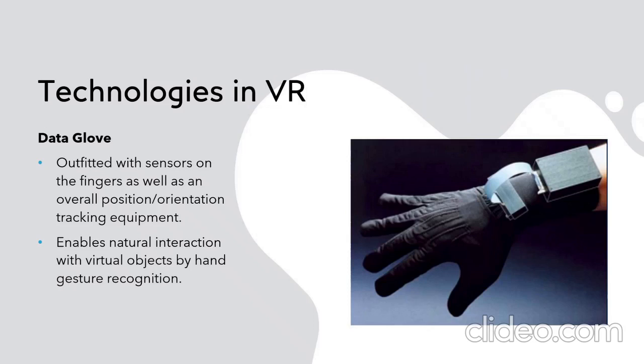Sensors in this glove detect the hand and finger movements, allowing users to interact and manipulate virtual objects through hand gestures. Data gloves are used for applications requiring fine-grained hand interactions such as virtual surgery simulations, architectural design, and controlling virtual interfaces.